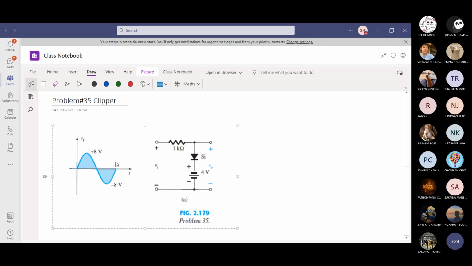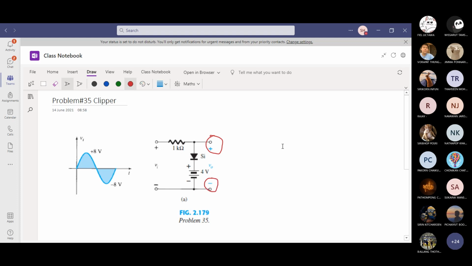So look at the circuit again. The input is given, and the left two terminals are the input terminals. On the right hand side, you have the output terminals V out right here, I'm circling in red. During the positive half cycle, what is going to be the output voltage from this circuit? What happens during the positive half cycle?